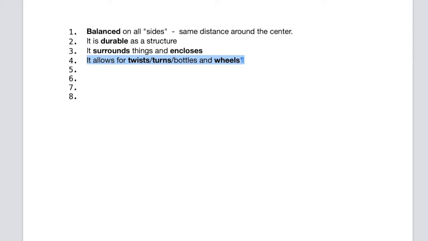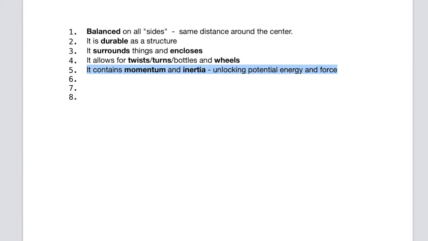And another property is momentum. So when you have that circle, you're allowed to continue and use the momentum. So for example, going down a hill, you could move thousands of pounds and it'll move itself. So it unlocks your potential and the force and some inertia.